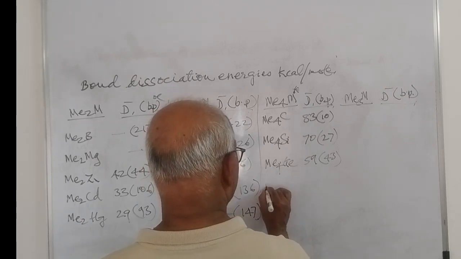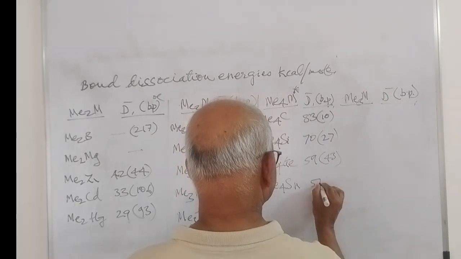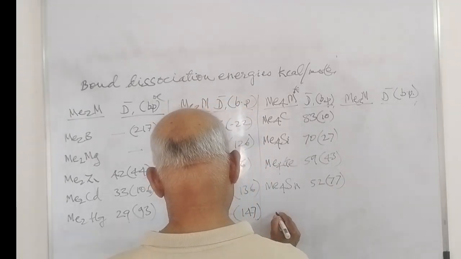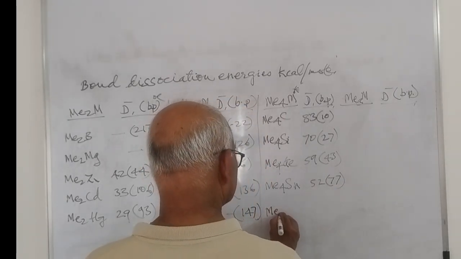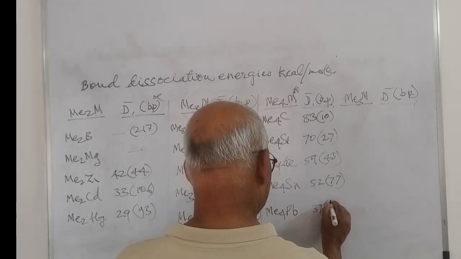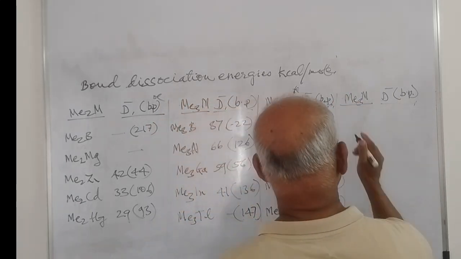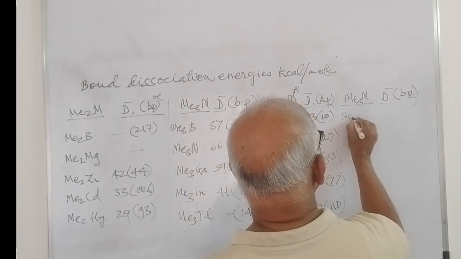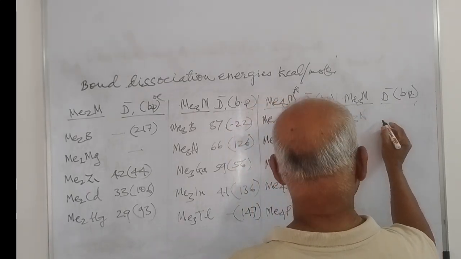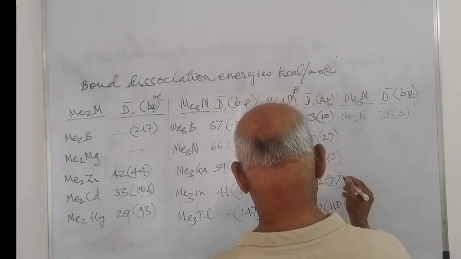Then Me4Sn, it has 52 and 77 degrees centigrade. Me4Pb, it has 37 kilojoules per mole and 110 degrees centigrade boiling point. Then last table column is Me3N, it has 75 kilojoules and 3 degrees centigrade boiling point.